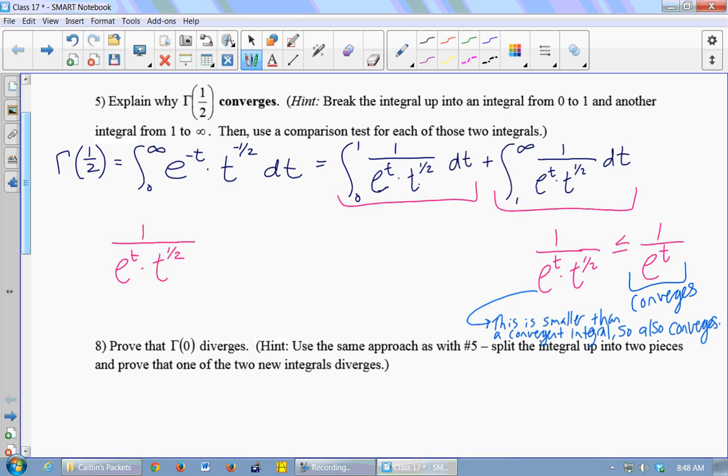I need to show that this is always less than or equal to something that converges on 0 to 1. So what would a function be that converges on 0 to 1 that is always going to be bigger than this guy? I need something that this integrand will be smaller than, always smaller, of something that we know converges on 0 to 1.